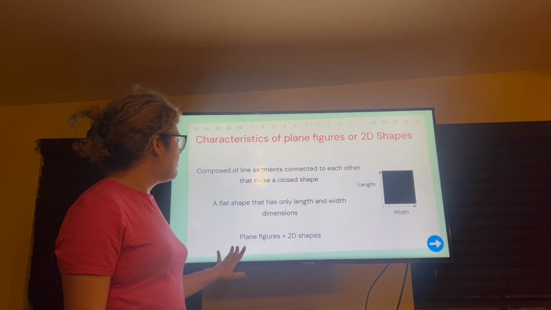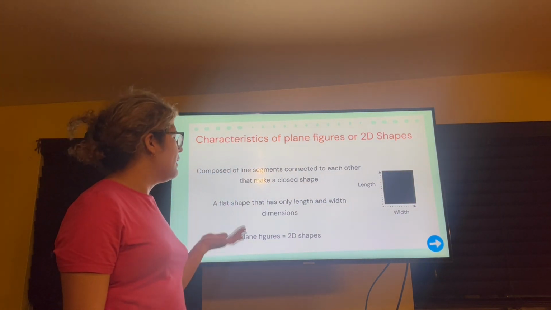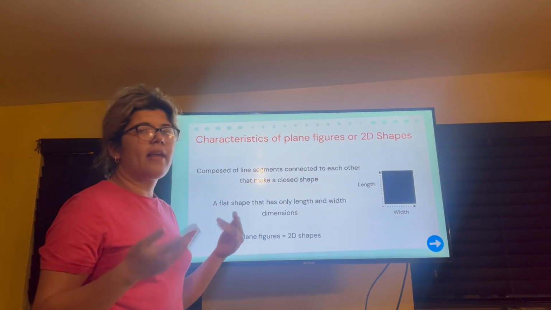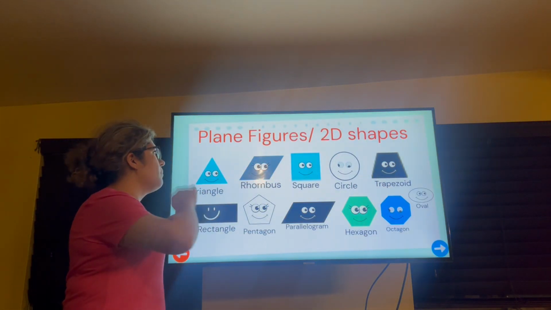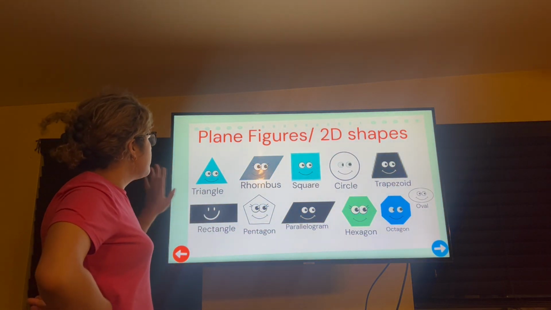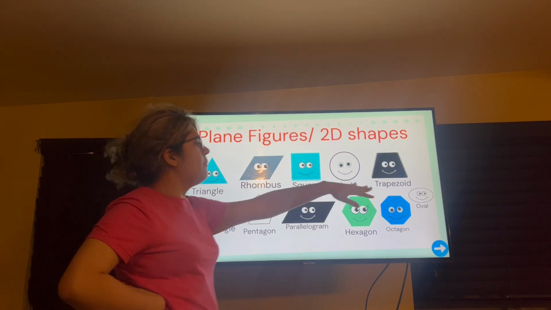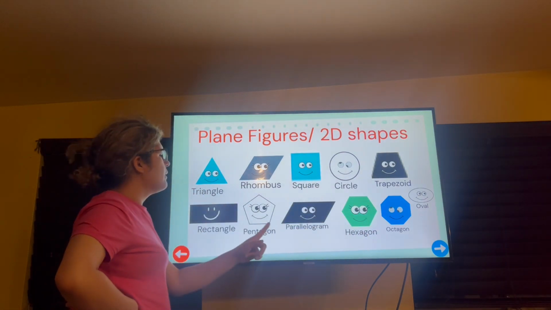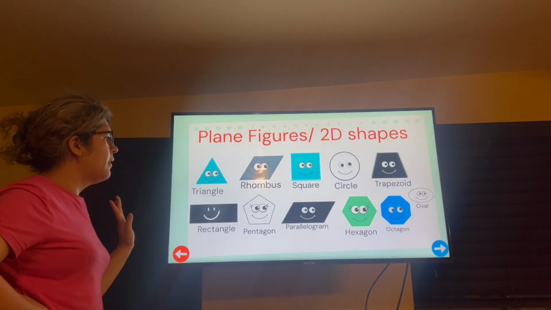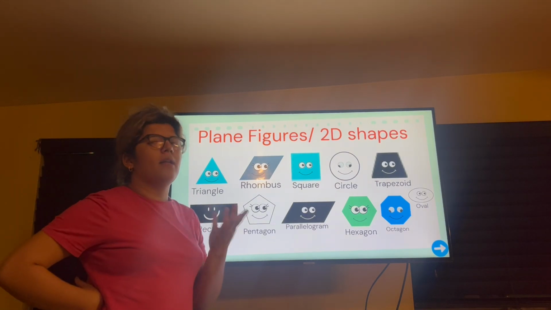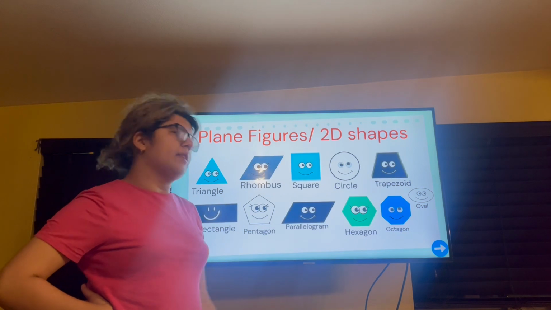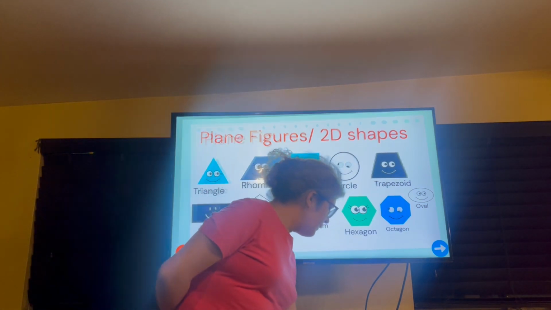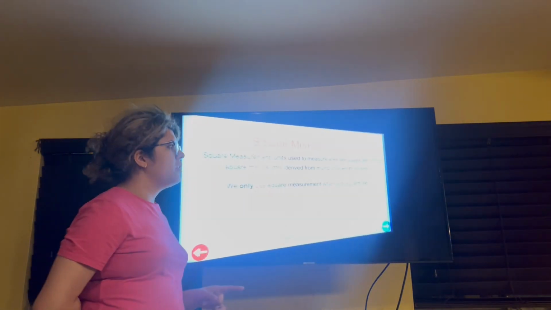And then you will hear me often say plane figures and 2D shapes. Essentially, they are the same thing. Just keep that in mind as we go forward. Here are some plane figures. So we have a triangle, rhombus, square, circle, trapezoid, oval, octagon, hexagon, parallelogram, pentagon, and rectangle. Because earlier I showed a cartoon of 2D shapes, this should just be a refresher, okay? And you can see these examples on your area cheat sheet as well.